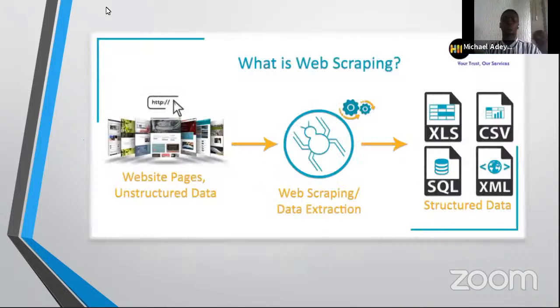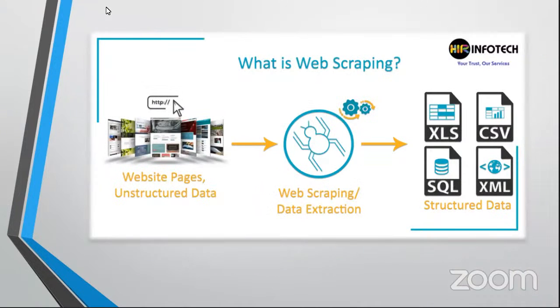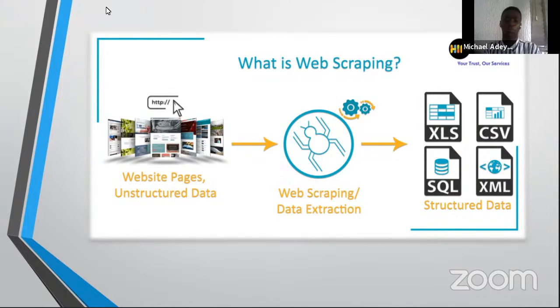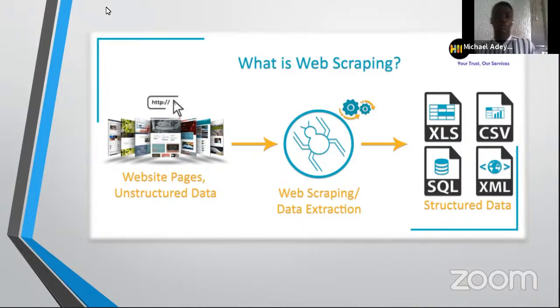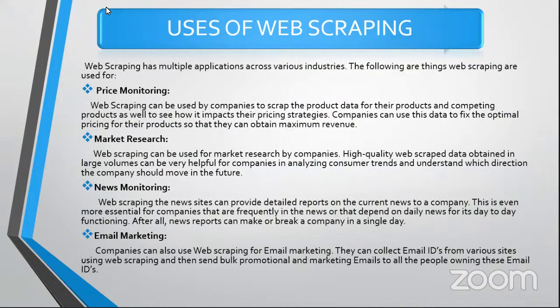So this is what I was saying. These are websites which are in an unstructured data. Then using web scraping, writing codes or using the APIs, after writing them, you now convert them to structured data, either in a CSV file, XML, or XLS.